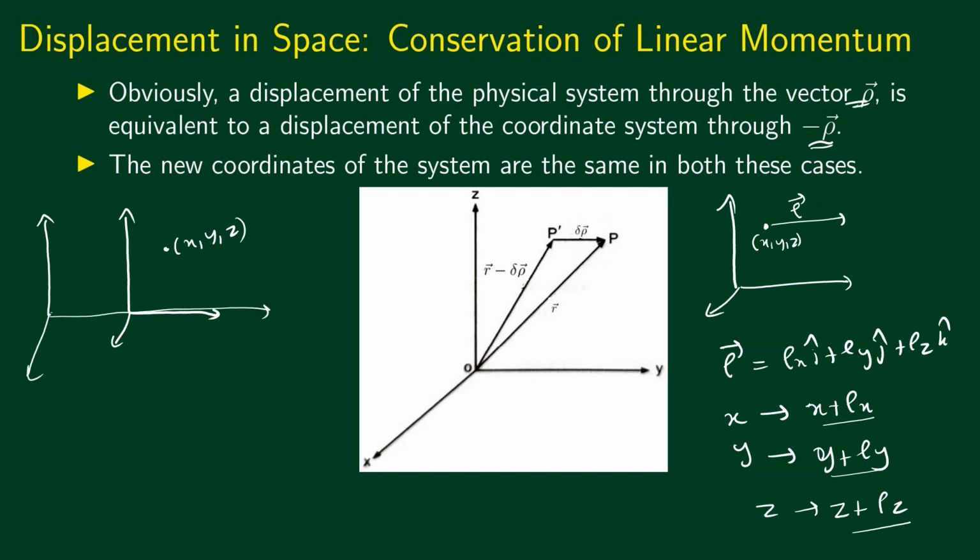Now, what's the x coordinate? Let's say that this is the x axis. So the x coordinate is actually this distance. What's the new coordinate? This is the coordinate before the shift of the coordinate system.